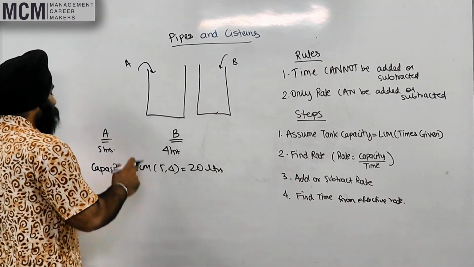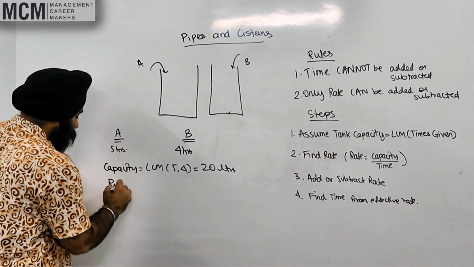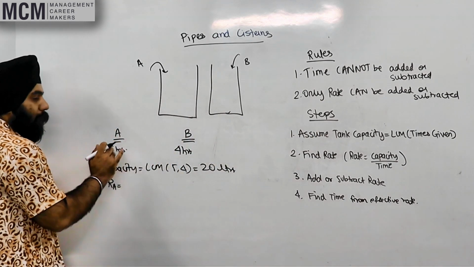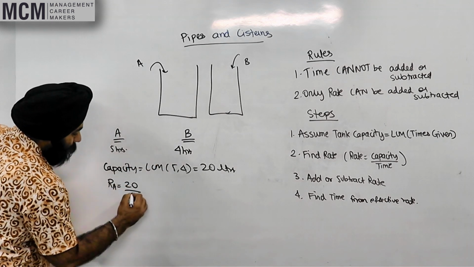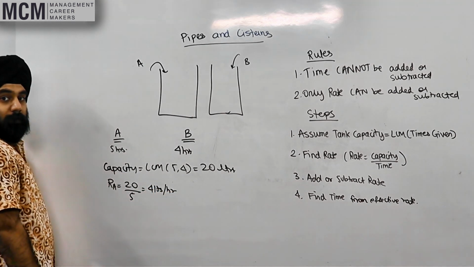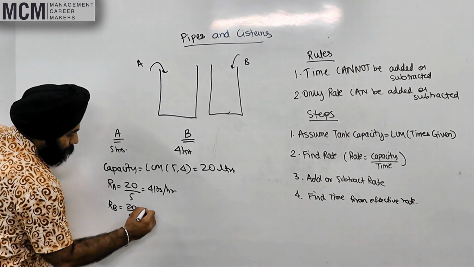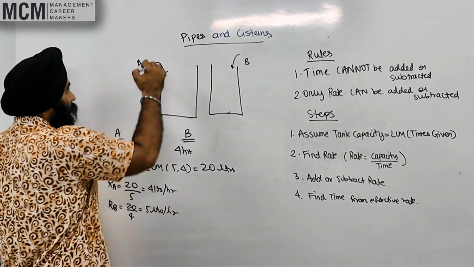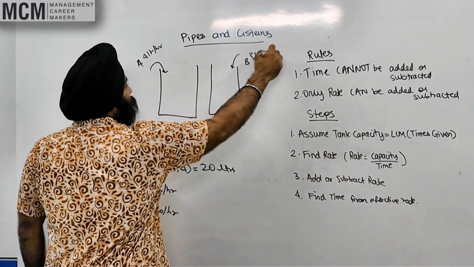Then let's find out at what rate A fills the tank on its own. Rate of A is the total capacity upon the total time taken to fill the tank. The total capacity is 20, time taken is 5, so the rate is 4 liters per hour. Similarly, rate of B is 20 upon 4, which is 5 liters per hour. So A fills it at 4 liters per hour and B fills it at 5 liters per hour.